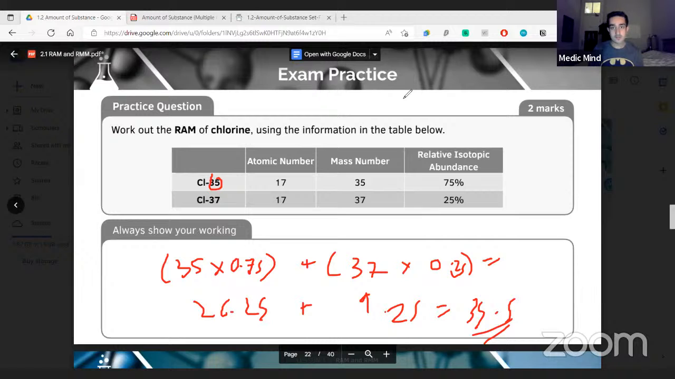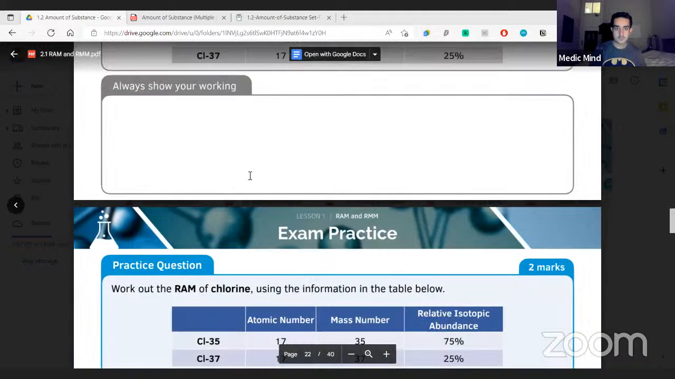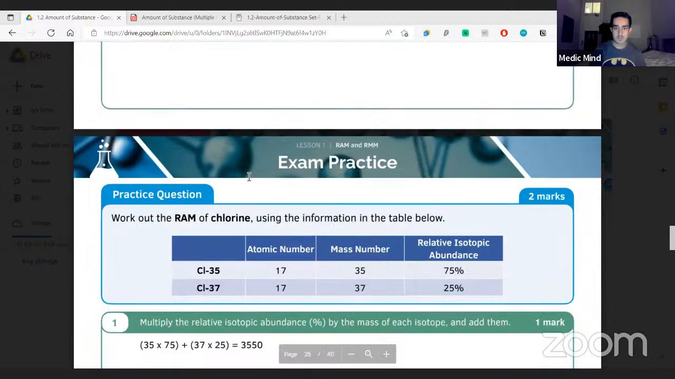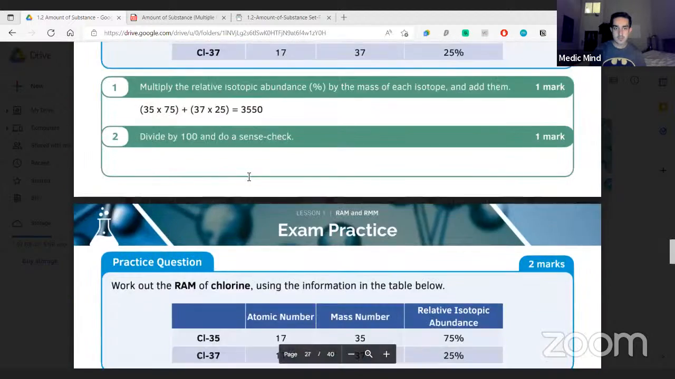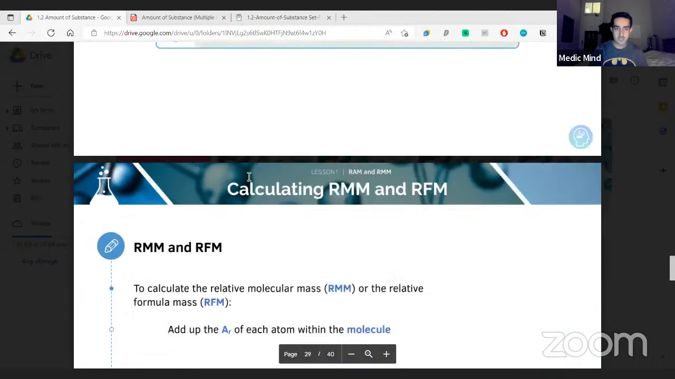Or a fraction might be easier, says Hannon. I would not agree. I don't think a fraction would tend to be easier. Generally, fractions might be a little bit more complicated to work with. It is generally easier to use it as a decimal form because, again, you don't have to do any division afterwards. The divisions are already done for you. And 35.5, yeah. So divide by 100 and do a sense check.